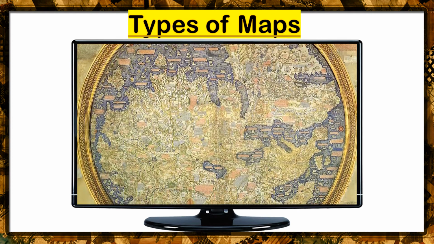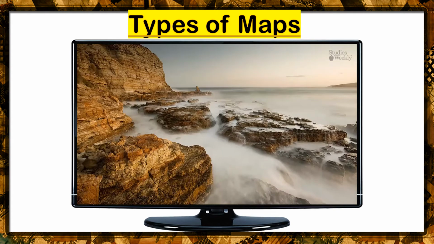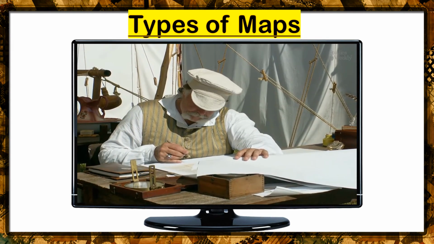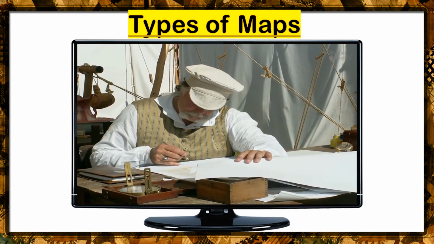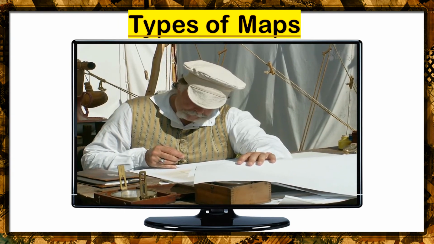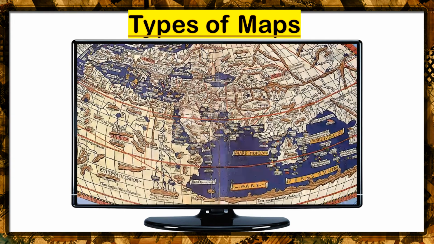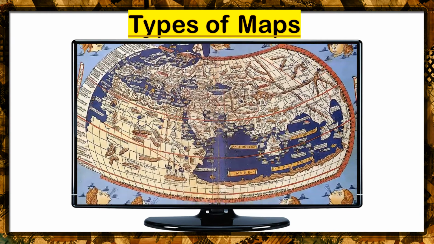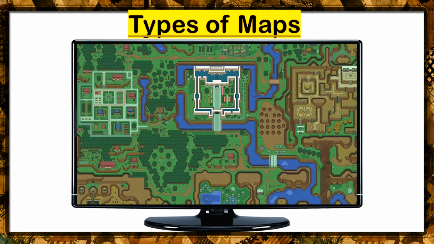You might be wondering what's different between a map and a photograph. A map must be drawn by someone called a cartographer. They decide what type of map it's going to be, where it's going to show, and how it looks. It's a really important job to have, and cartography has been around for thousands of years. How many different types of maps have you seen?